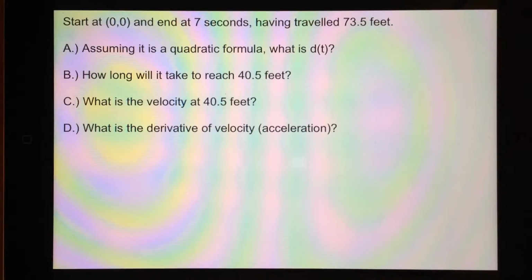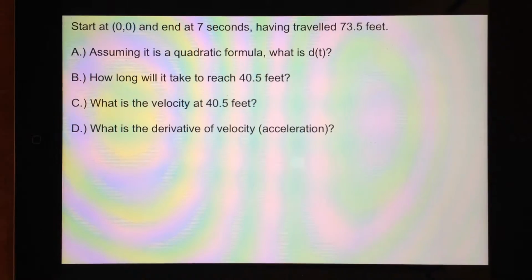As I was rolling down the hill, I realized, light bulb moment, I can make a related rates problem. So I start at 0, 0, and I end at 7 seconds, having traveled 73.5 feet. And then I ask myself, assuming it is a quadratic function, what is d of t?